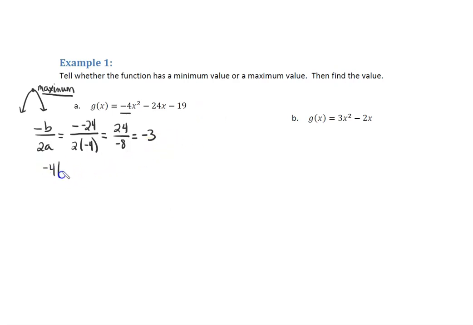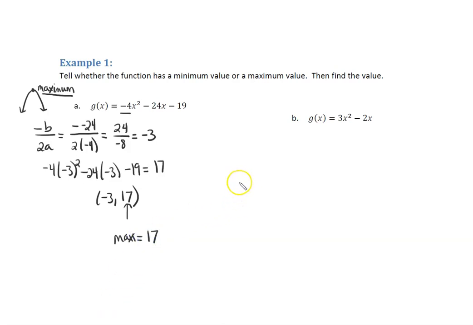In my calculator, I would plug in -4 times -3 squared minus 24 times -3 minus 19. And that would get me 17. So the vertex of this parabola is at (-3, 17). The maximum value is the y value of the vertex. So when it asks what the maximum is, the maximum is 17.